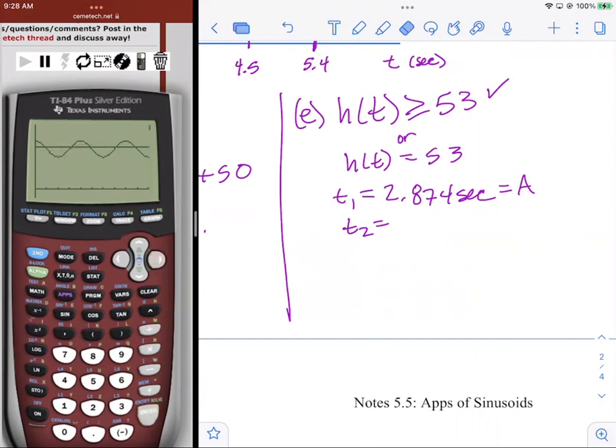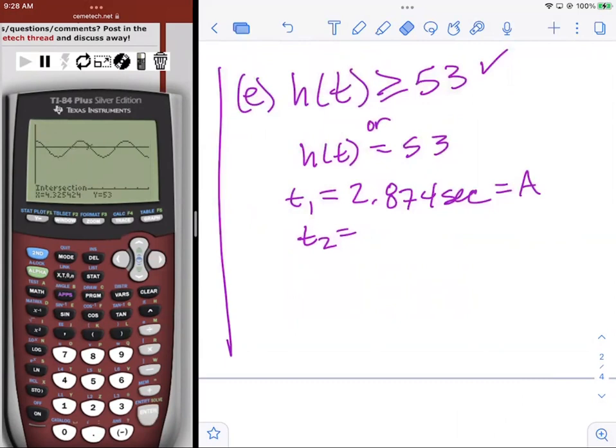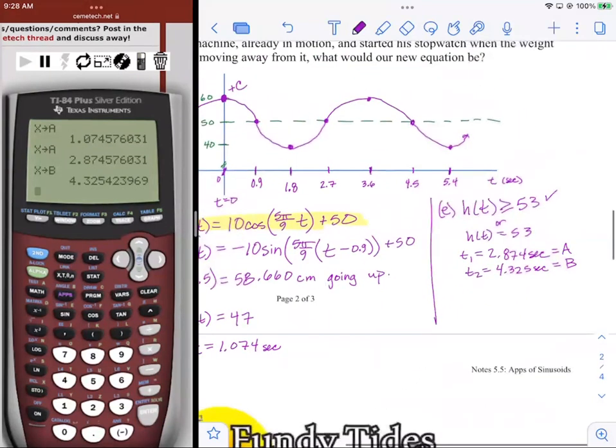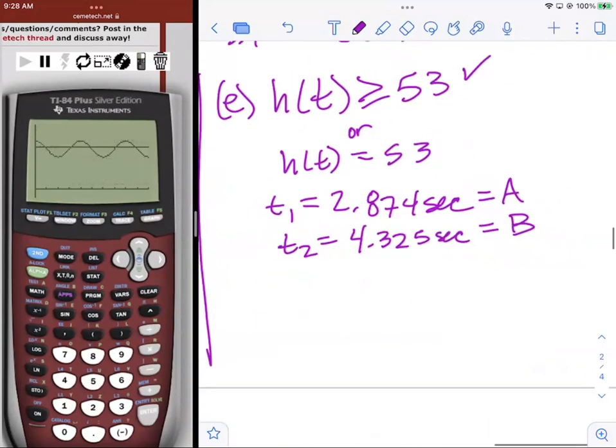And hit enter. Boom. I'm going to write it down to 3 decimals, 4.325 seconds. And now I'm going to store that as B. So go back to your home screen and hit X, STO, alpha B. Boom, and it'll appear. It overwrote the previous X. All right, now all I need to do, if you go back to your graph, if I can find the distance between those two, I can double it.